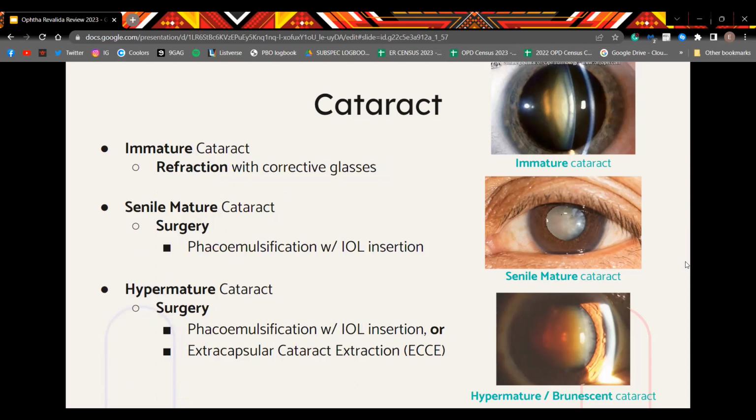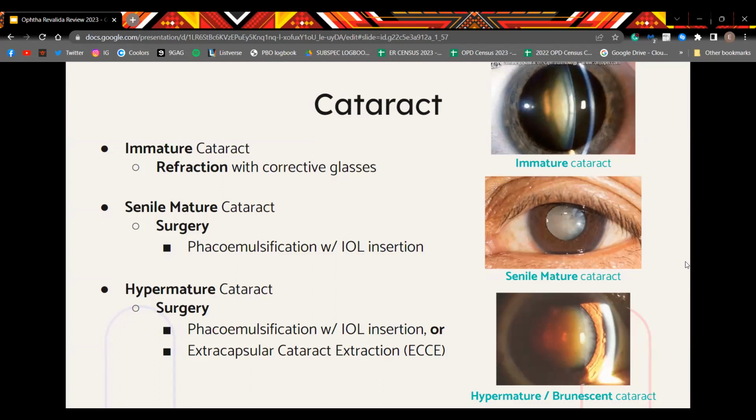This is important kasi iba-iba sila ng management, no? Kapag immature cataract pa lang, you could try refraction, no? So, baka makuha pa siya sa glasses. If senile mature cataract, that's usually indication for surgery na. So, phacoemulsification with intraocular lens implantation. Kapag hypermature, it's also indicated na surgery na yan. So, phacoemulsification or ECCE or extracapsular cataract extraction.